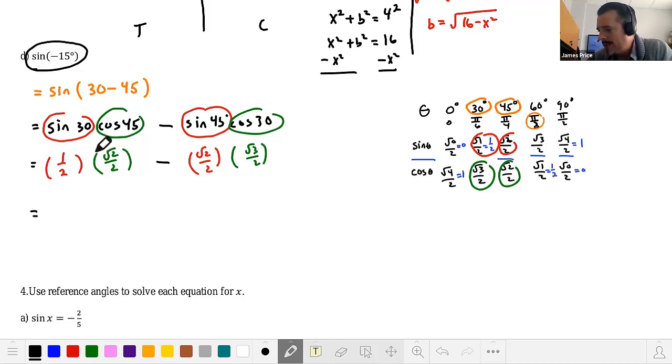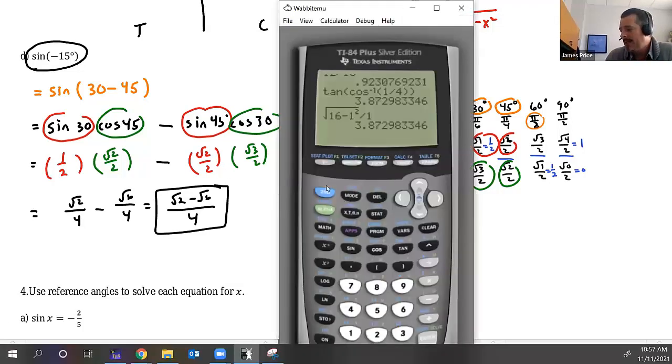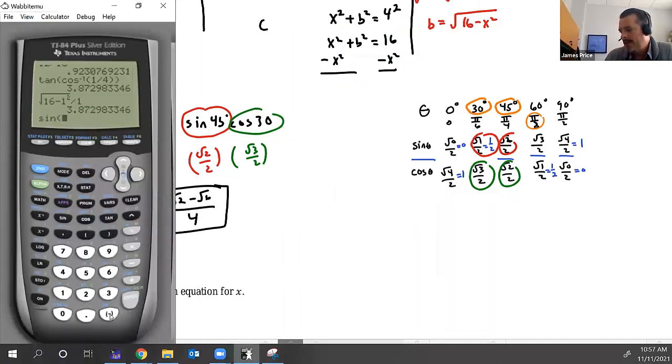And now the rest is just some arithmetic. So I multiply 1 times root 2 is root 2, divided by 2 times 2 is 4, minus root 2 times root 3 is root 6, and 2 times 2 is 4. And so I get root 2 minus root 6, all divided by 4 as my answer. And of course, I can check it easily with my calculator. So on my calculator, I can take the sine of negative 15. Just have to come back up over here and hit negative and 15. And then hit enter. And I get out that crazy number.